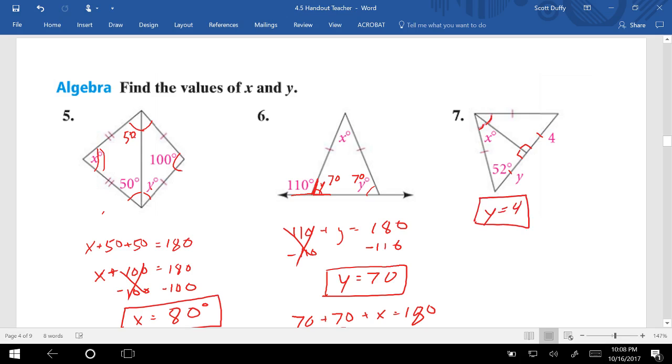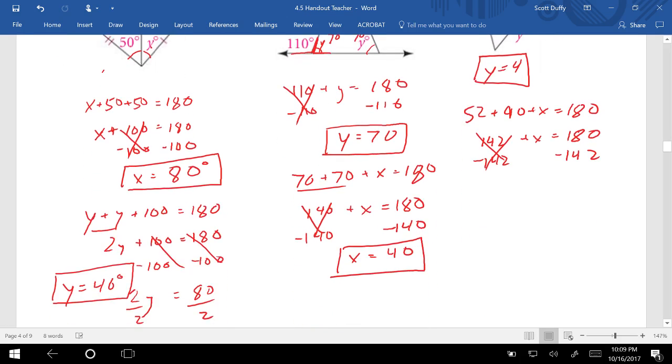Then individually I can figure out what x is because I know that I have 52 and 90. So I just say 52 plus 90 plus x equals 180. 52 and 90 is 142 plus x equals 180. Subtract 142 from both sides. And you get x equals 38.